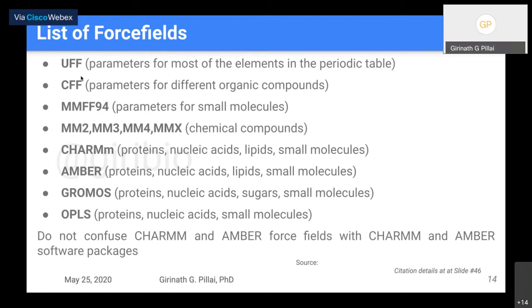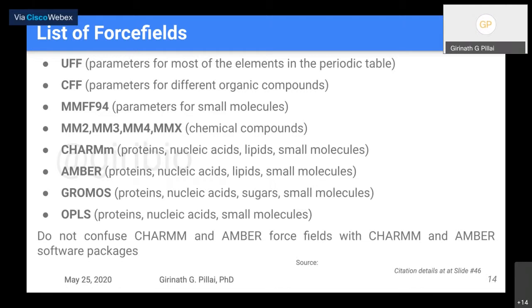Universal force field has parameters for most of the elements, but accuracy is very much compromised. So UFF is not recommended, but when you go with certain elements for which you don't have a very fine-tuned force field, then UFF is the only option that you can go for. Even if it is proprietary software or open software, force field is something challenging for everyone.